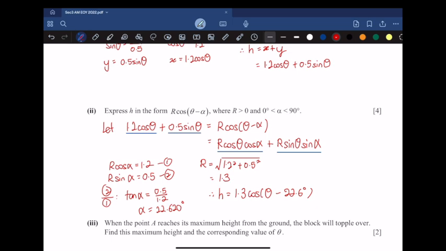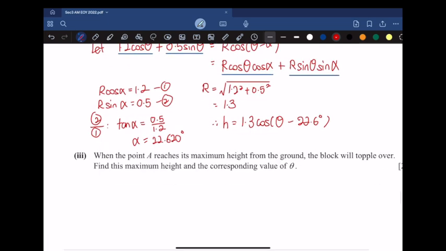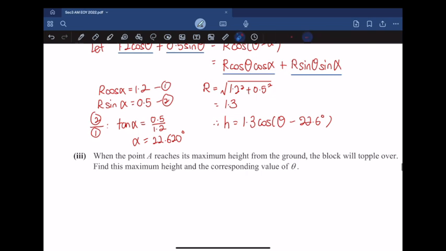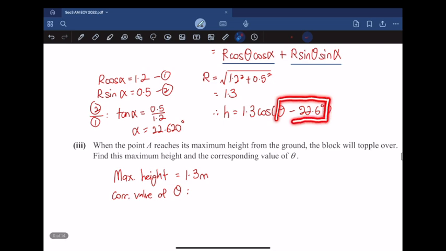And the last one, part 3: when A reaches the maximum height from the ground, the block will topple over. Find the max height. So from here, max height is simply the amplitude of this function. Max height is simply equal to 1.3 meters. And the corresponding value of theta occurs when this angle here in a cosine function is at the maximum value. If you recall again, maybe I'll do a simple drawing over here.